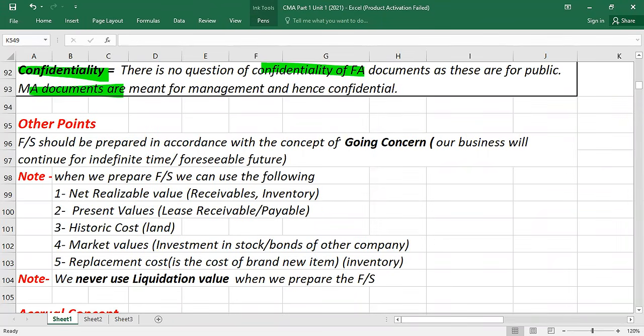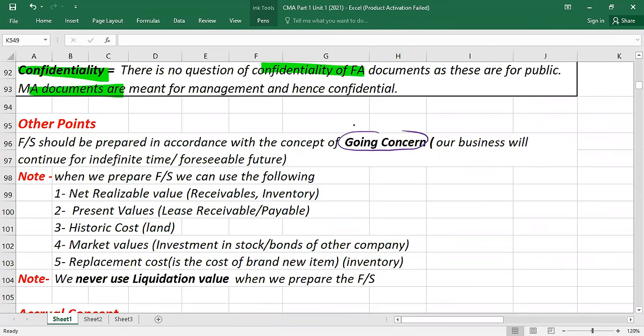First point which you have to remember, this is one definition which is called going concern. What is going concern? It's an assumption when you prepare the accounting. What is this assumption? It means we assume that our business will last for the foreseeable future. Foreseeable future means more than 12 months or 1 year. Based on that, we prepare the financial statements.